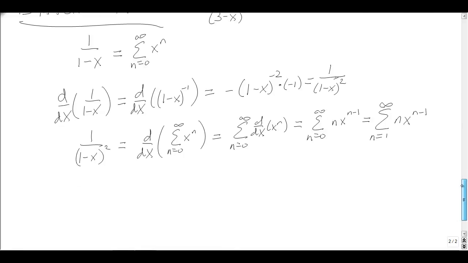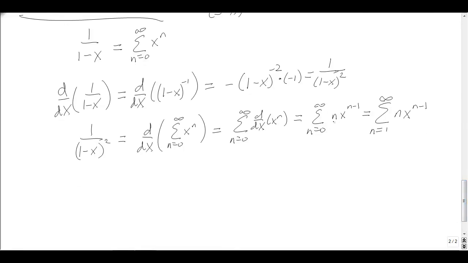And the reason I can do that again is that if you plug in n equals 0, the term is 0 already. So if you don't add that term, you're not adding 0. It doesn't affect anything.